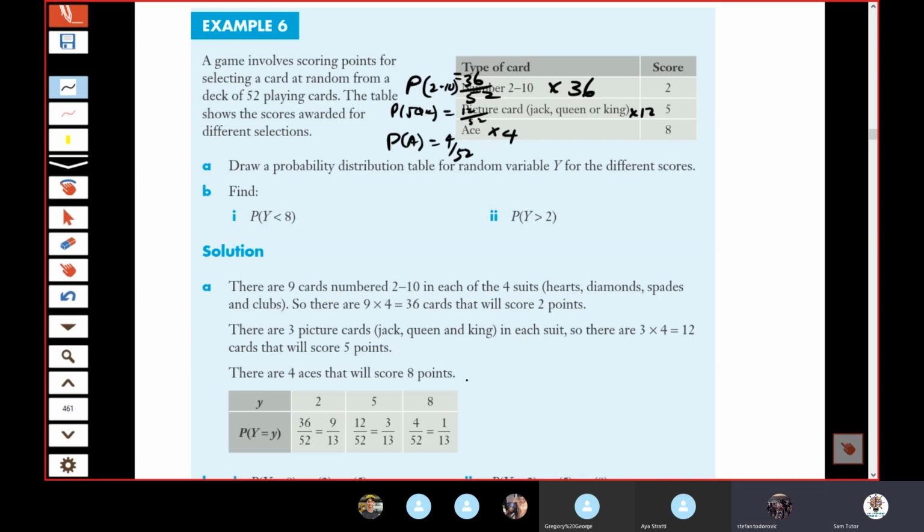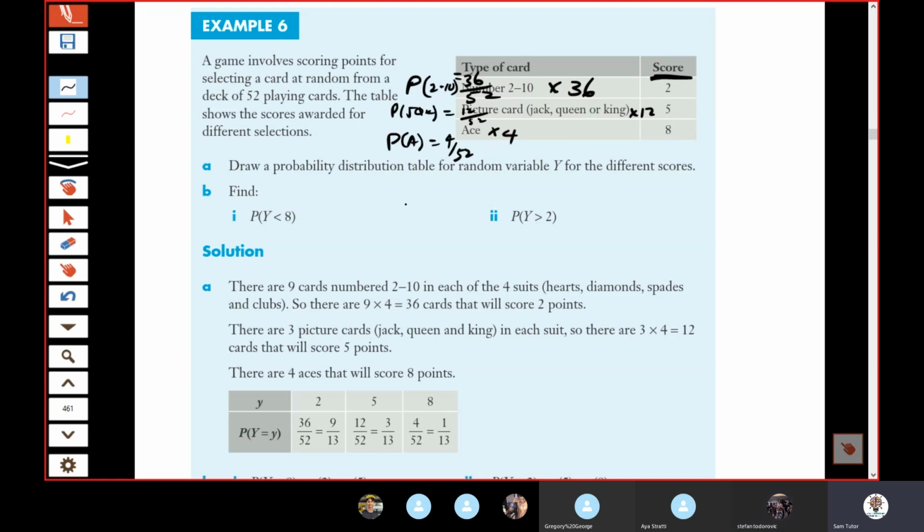You guys comfortable? Yeah. There's only 4 2s in a deck. Yeah, but so wouldn't it be score, 4? No. So these are scores. Oh, score of. Oh, okay. Yeah. Score of 2, score of 5, score of 8. You'll get a score of 2 if you pick a 2, 3, 4, 5, 6, 7, 8, 9, or 10. Does that make sense?